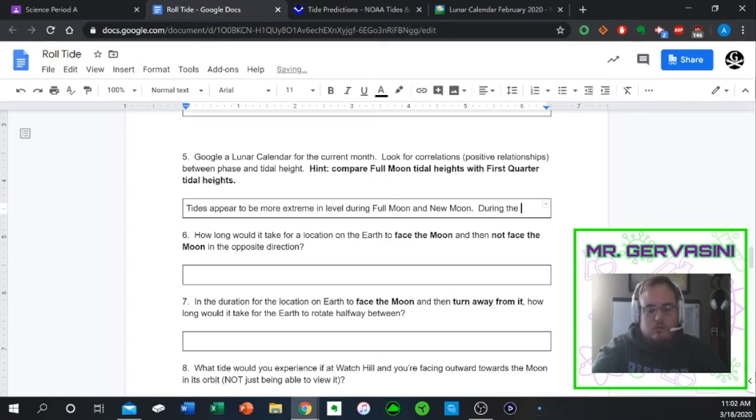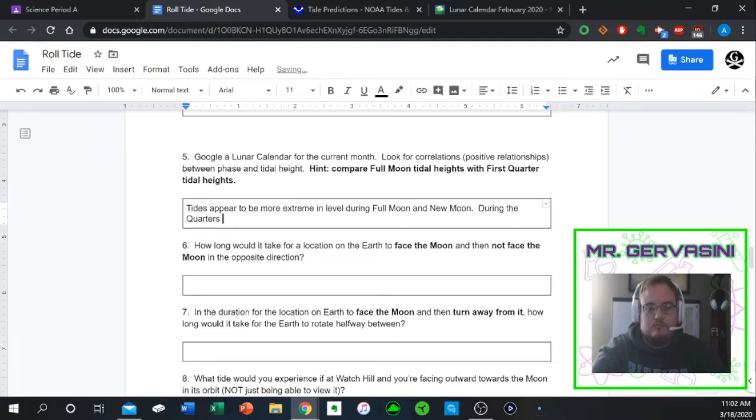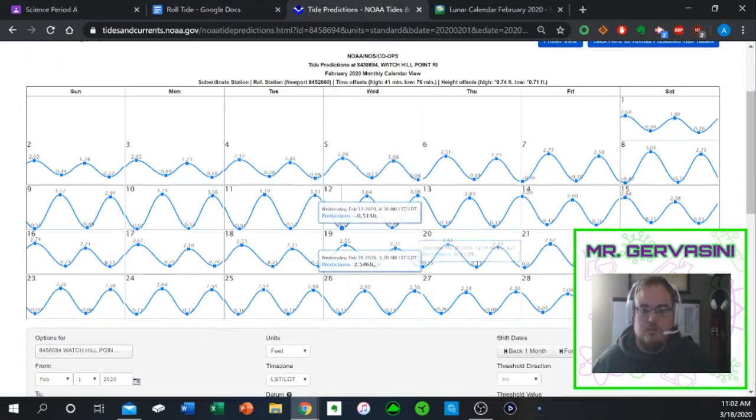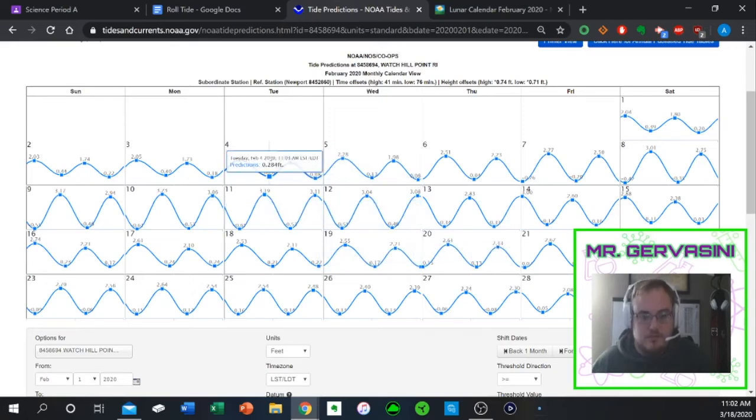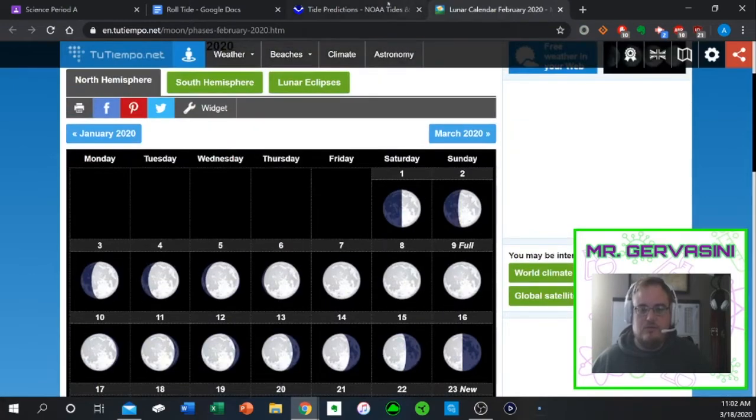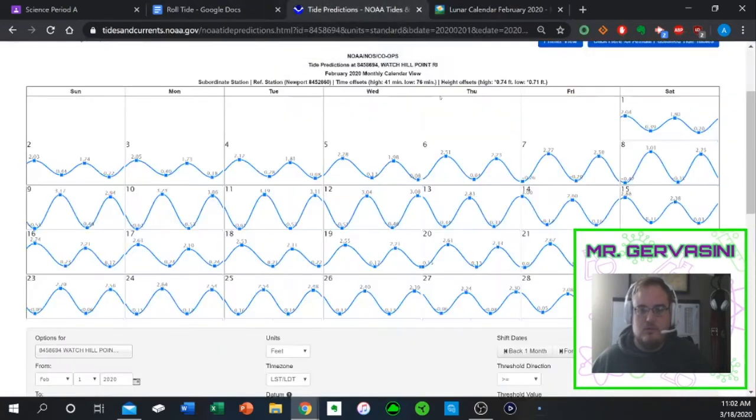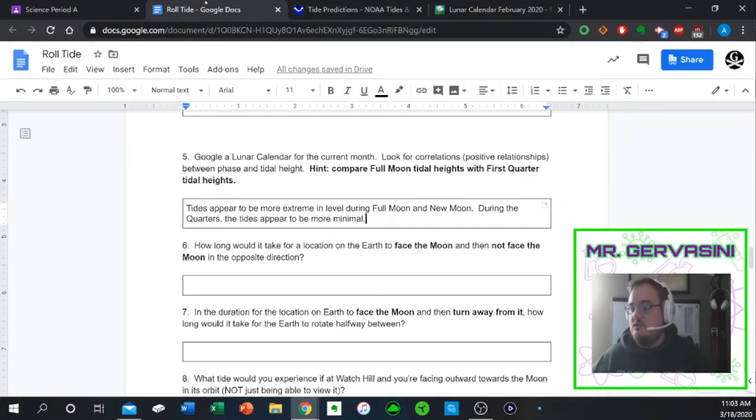During the quarters, the tides appear to be more minimal. So there's not much of a change compared to the rest of the month. There's still a change, but not compared to the rest of the month. So the 4th versus the 11th. Clear difference there in terms of the extreme versus minimal. All right. Even very minimal right there, where we had our first quarter on the 1st of February. Very minimal. So minimal tides correlate with quarters, extreme tides correlate with the ends of the phases, full moon, new moon.